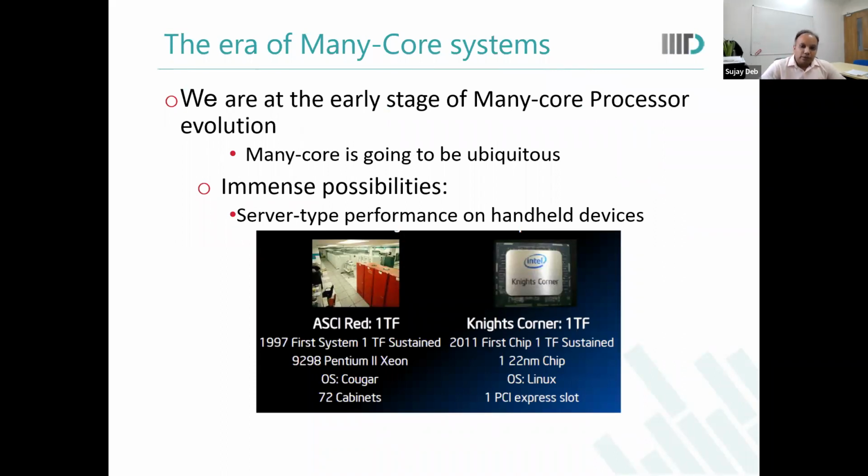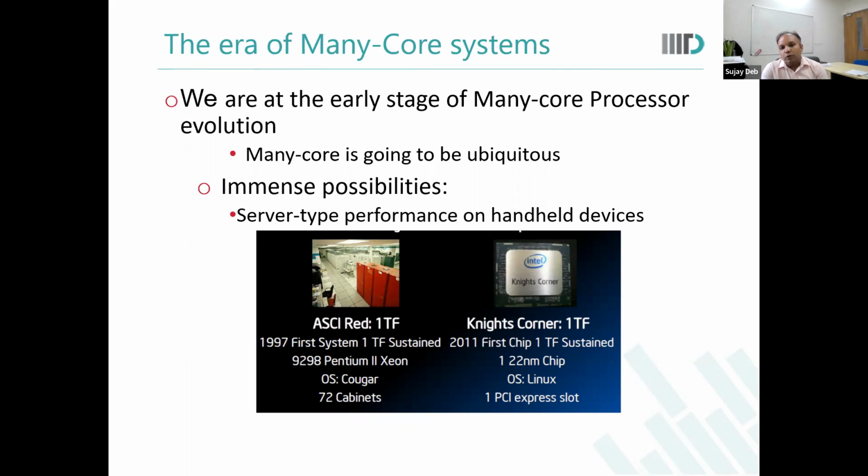So we are in this era of many-core systems, and it is at a very early stage of many-core processor evolution. Very soon, just like our mobile phones are invariably becoming multi-core, you will have either quad-core or octa-core processors. Very soon almost every processor we deal with will have multiple cores, and maybe they will be doing very unique stuff. We are at a very early stage of this many-core processor evolution.